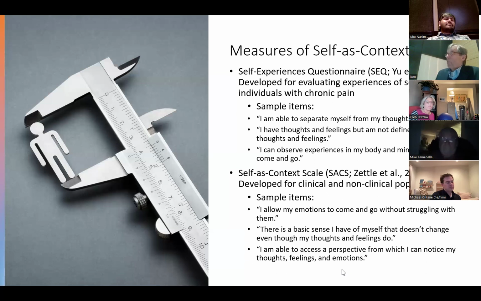I allow my emotions to come and go without struggling with them. There is a basic sense I have of myself that doesn't change, even though my thoughts and feelings do. I'm able to access a perspective from which I notice my thoughts, feelings, and emotions. So those are some items from the Self as Context Scale. I just wanted to share with you that from the standpoint of empirical research on ACT and ACT processes, those are the ways that people are measuring self as context.